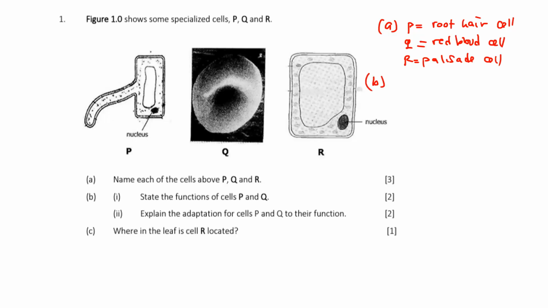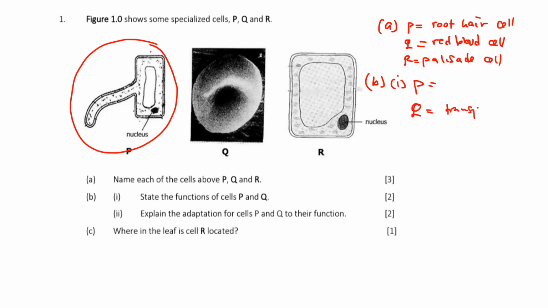Then we come to B1. State the function of the part P. So you write like this. P, what is the function? I think we've discussed this already. Root hair cell, absorption of water and mineral salts. Then Q, red blood cells, which transport oxygen to all parts of the body.